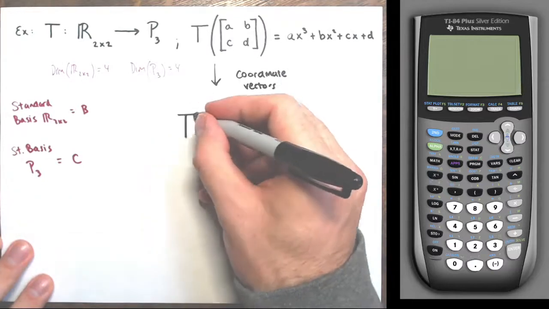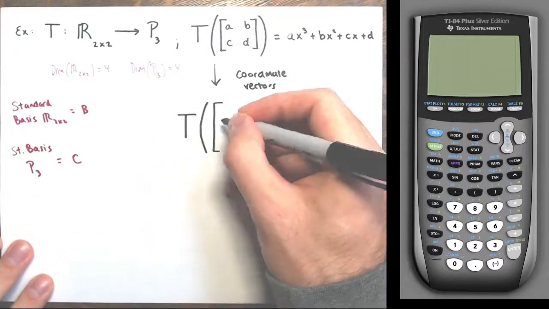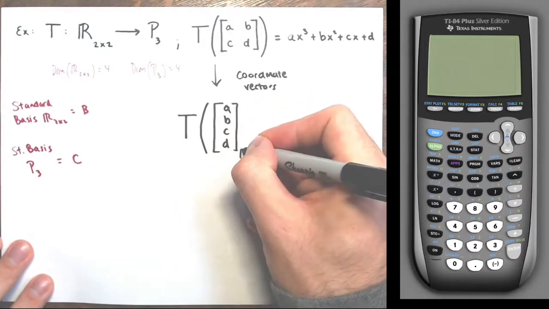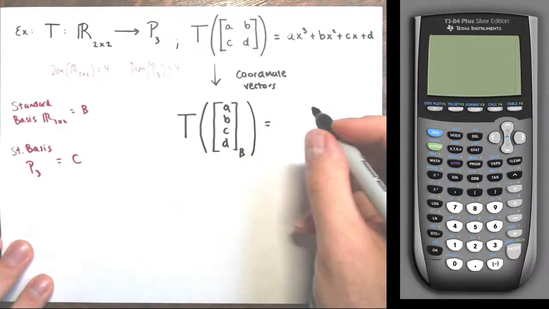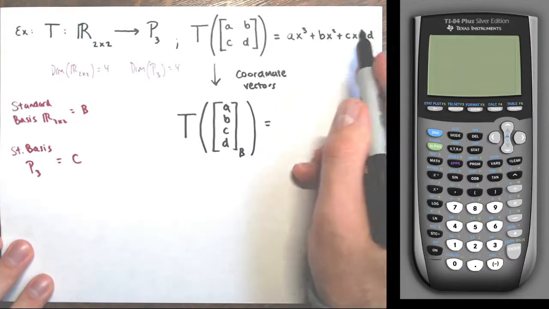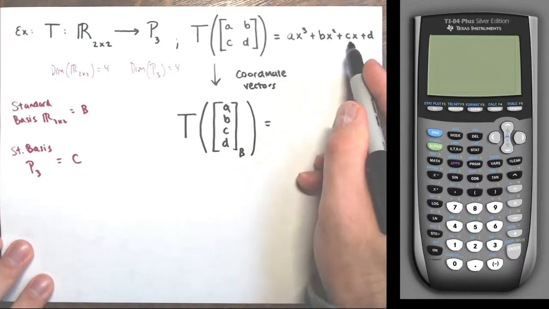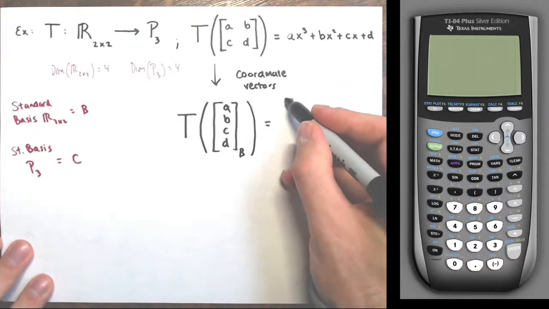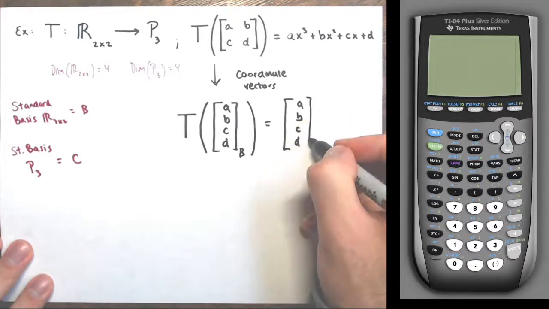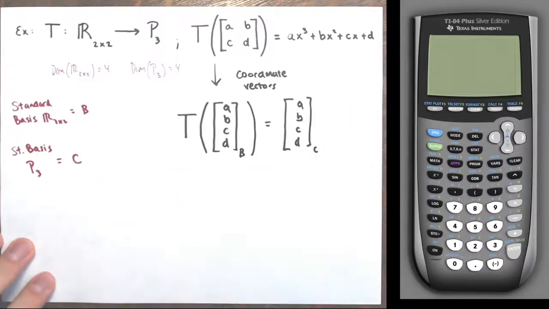So this is T of (A, B, C, D) with respect to the basis for R 2x2, right? And the output here, ax cubed plus bx squared plus cx plus d, that's a times x cubed, b times x squared, c times x, d times 1. So it's just (a, b, c, d) with respect to the standard basis for P3.